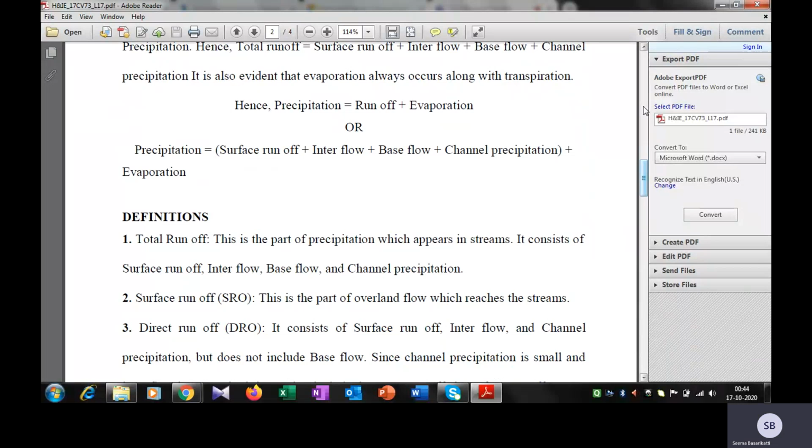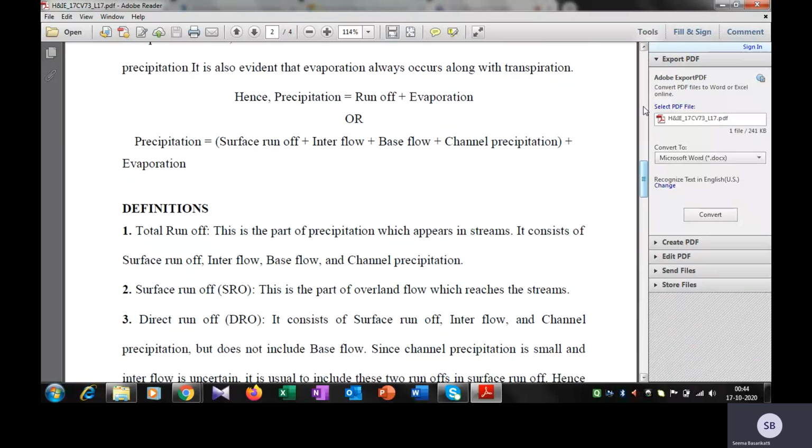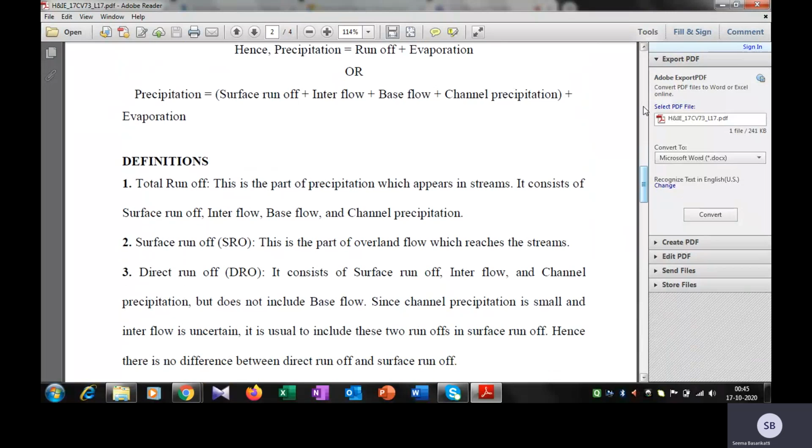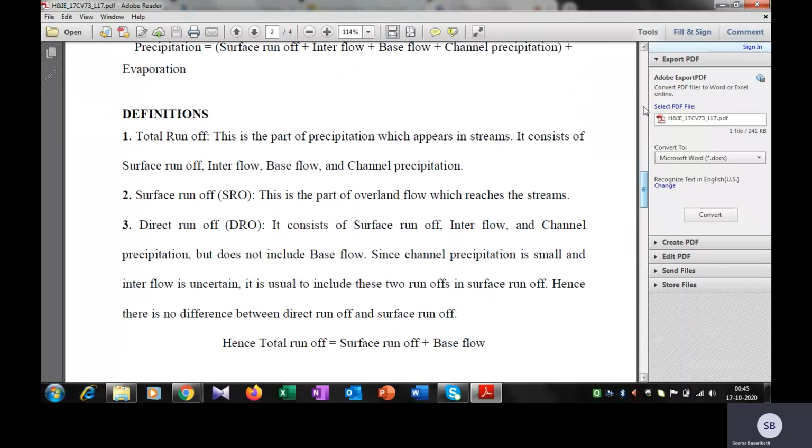Total runoff. This is the part of precipitation which appears in streams. It consists of surface runoff, interflow, base flow, and channel precipitation. Surface runoff, which is also indicated as SRO. This is the part of overland flow which reaches the streams.